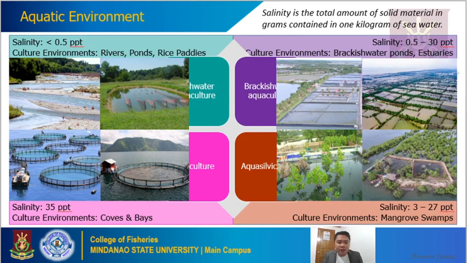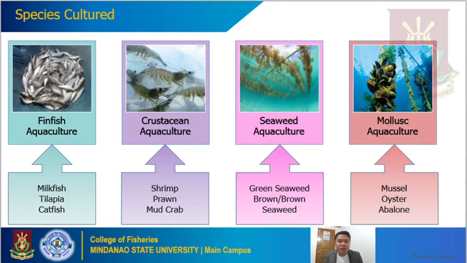Now let's proceed to the next classification, which is the species cultured. Most of the commodities being cultured in aquaculture involve finfish, crustaceans, seaweeds, mollusks, and many others. Each of these subclassifications has different commodities being cultured. So what are these finfish, what are these crustaceans, what are these seaweeds, and what are those mollusks?